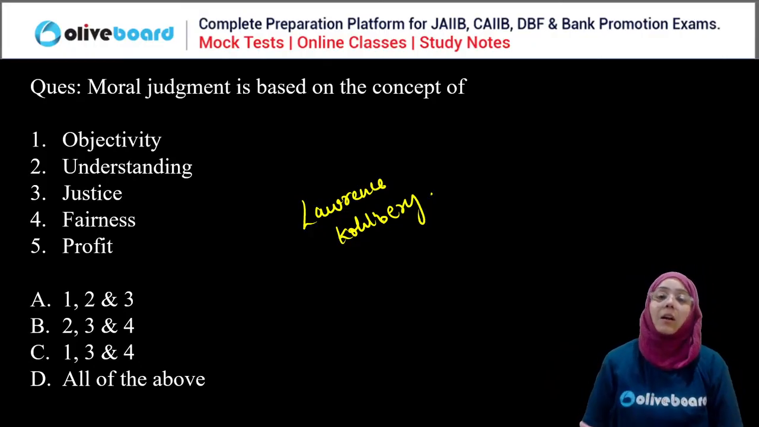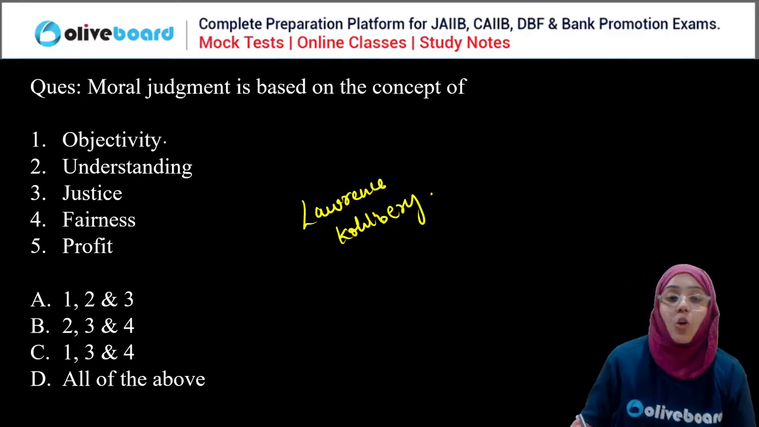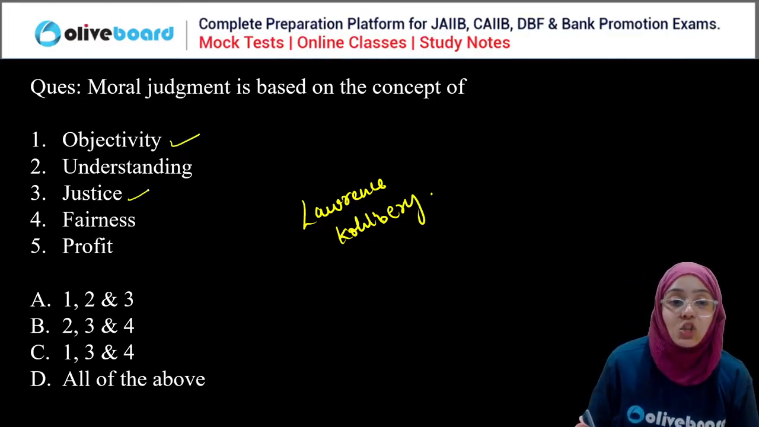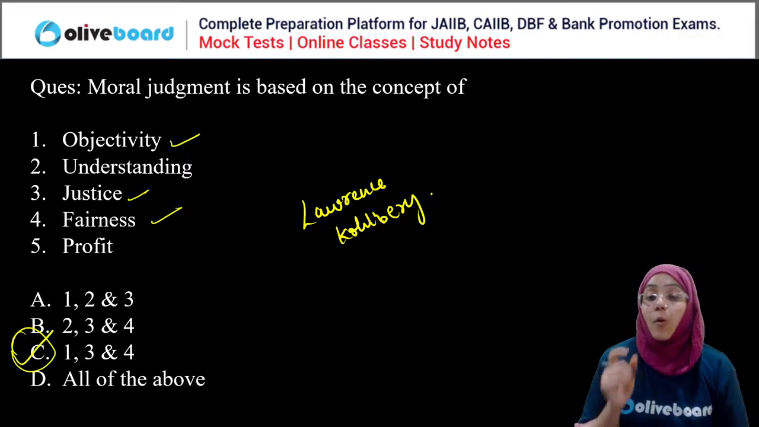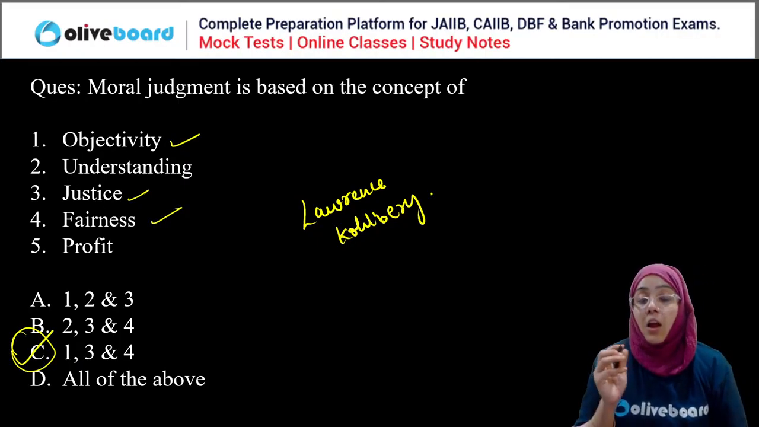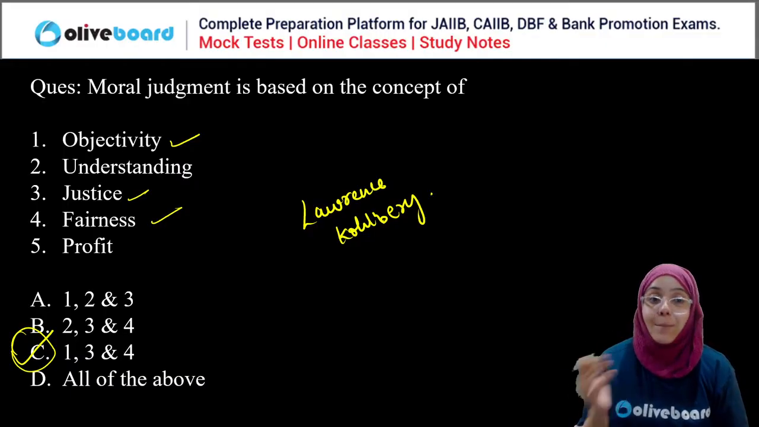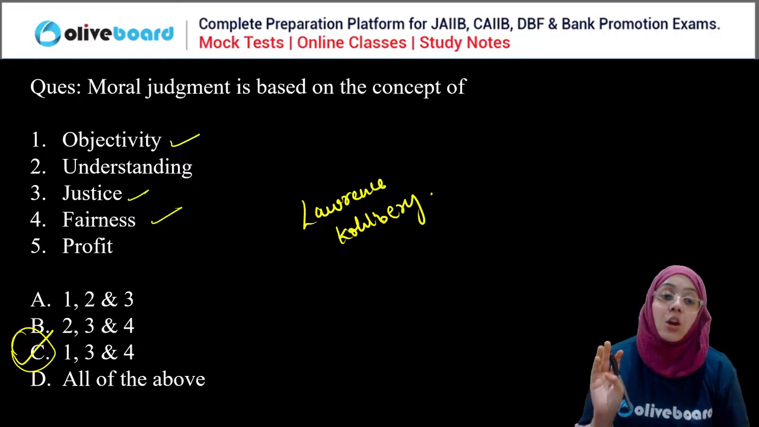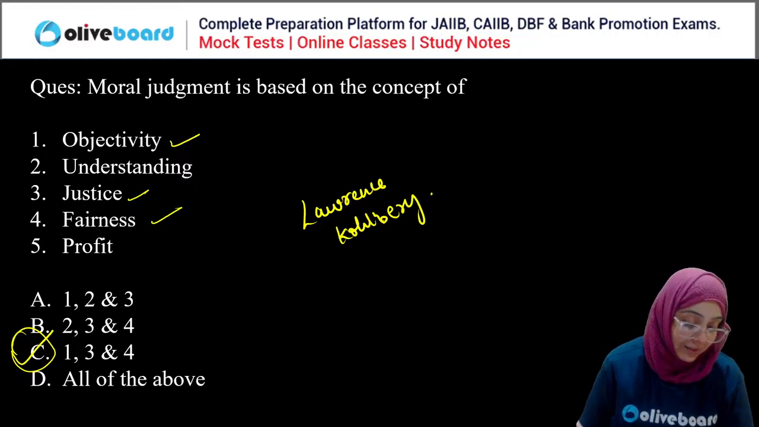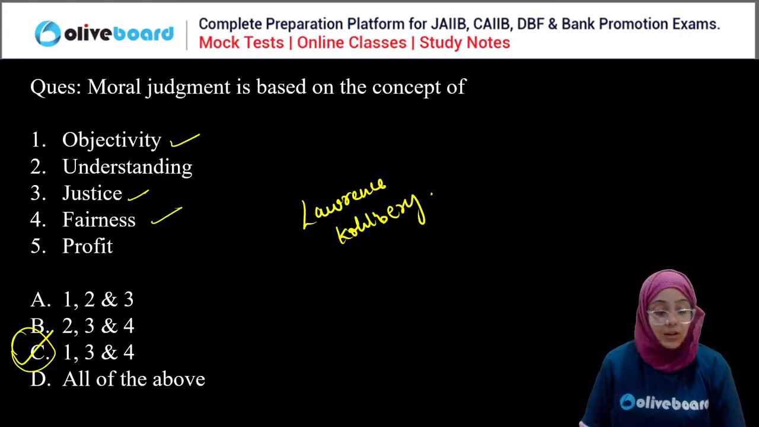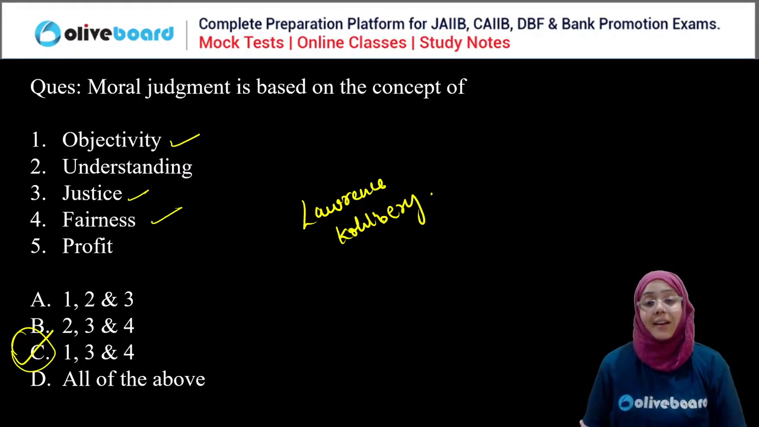Lawrence Kohlberg, moral judgment. Moral judgment is the concept of objectivity, justice, and fairness. One, third, and fourth. Lawrence Kohlberg defined this theory of moral judgment, which is actually based on objectivity, justice, and fairness. So obviously, C is the correct answer. None of you is correct except Sunny, right? So C is the correct answer.